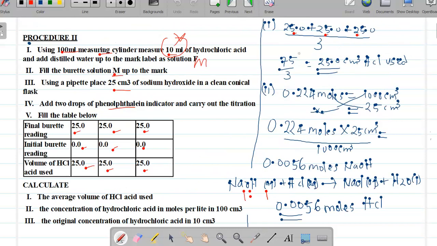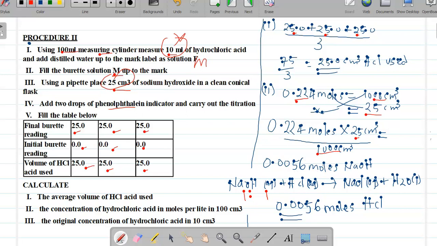Then you'll say that molarity, which is 0.224 moles, is equal to 1000. What about 25? This 25 is the volume of sodium hydroxide used. Then you cross multiply, you'll get 0.224 moles of sodium hydroxide times 25 divided by 1000. Here you will get 0.0056 moles of sodium hydroxide.